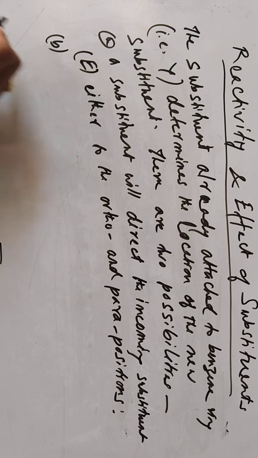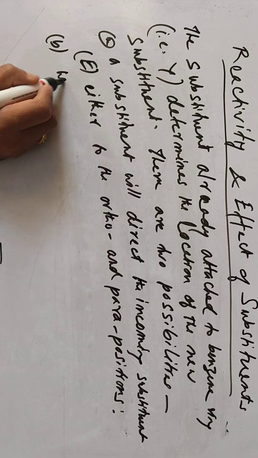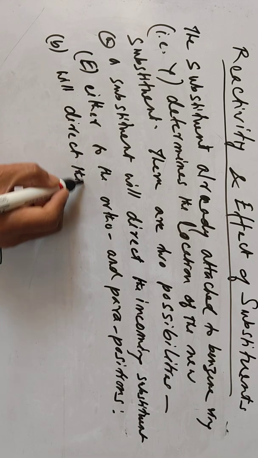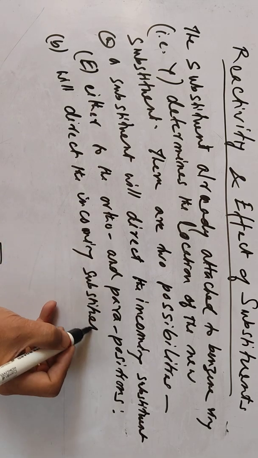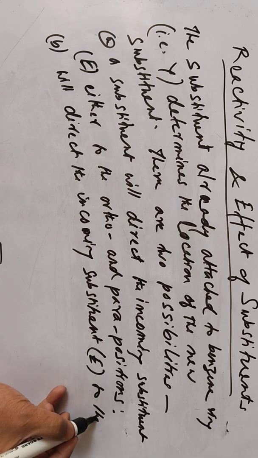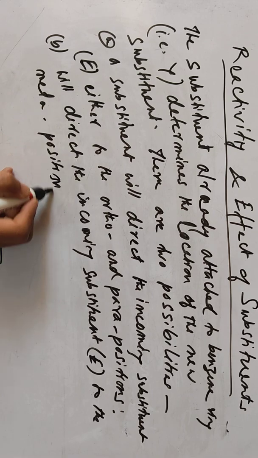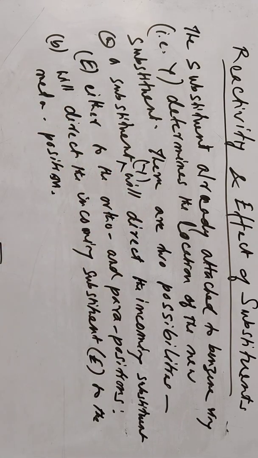The second case is that Y, the substituent, will direct the incoming substituent, that is E, to the meta position. So there are two possibilities: the substituent Y will direct the incoming substituent either to the ortho and para positions, or to the meta position.